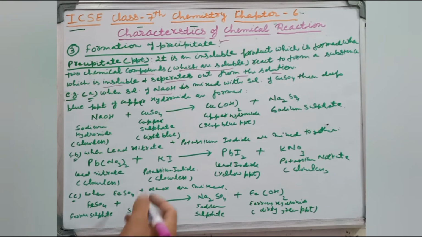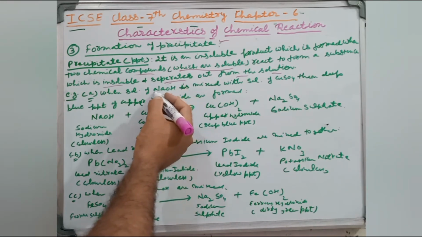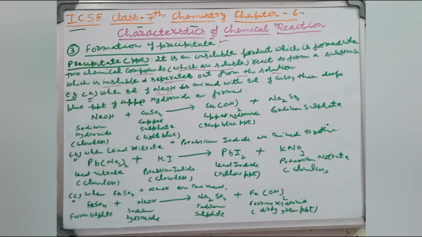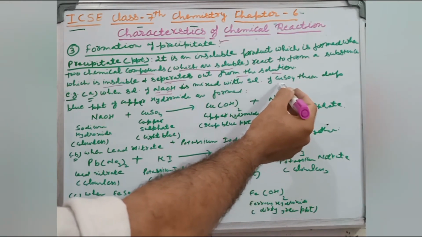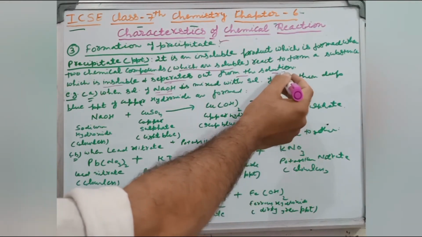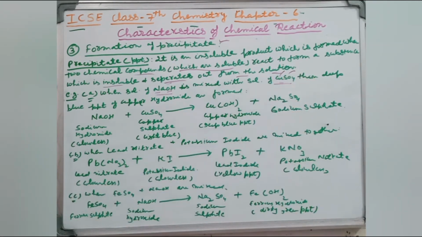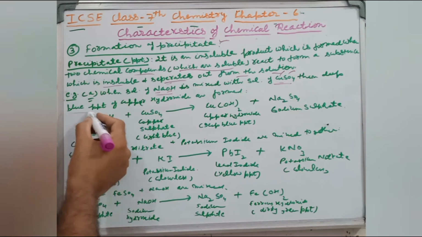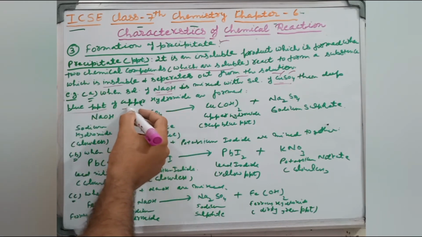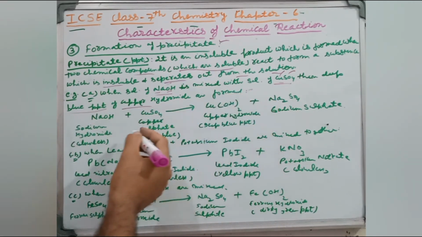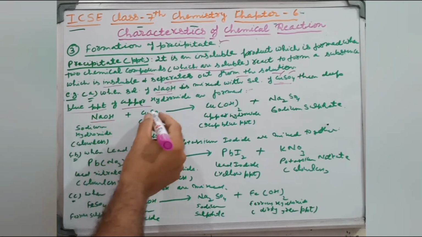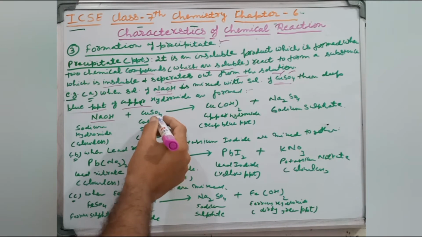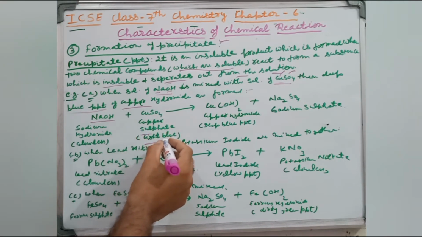NaOH is sodium hydroxide. Sodium hydroxide is mixed with a solution of CuSO4, copper sulfate, that means copper and sulfate ions. Then a deep blue precipitate of copper hydroxide is formed. What will be the reaction? Sodium hydroxide is colorless. CuSO4, copper sulfate, is light blue in color.